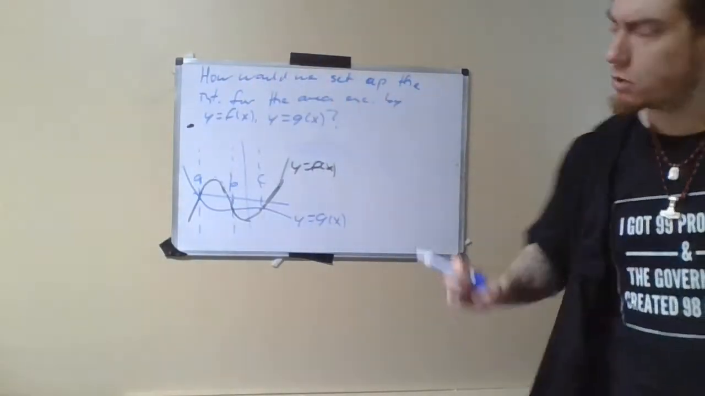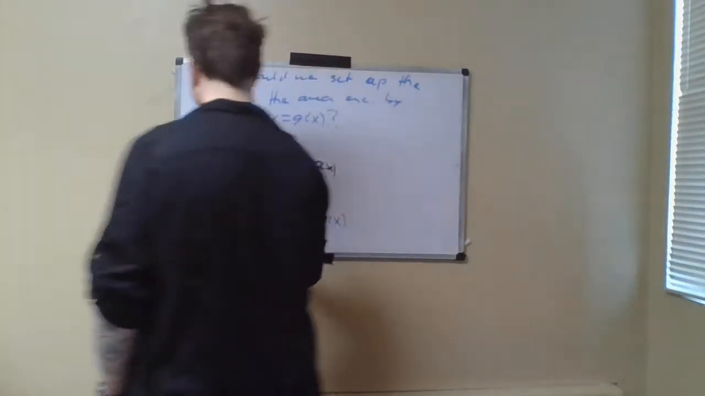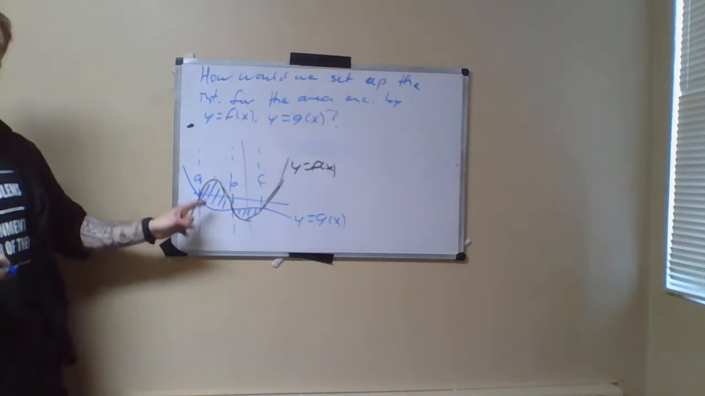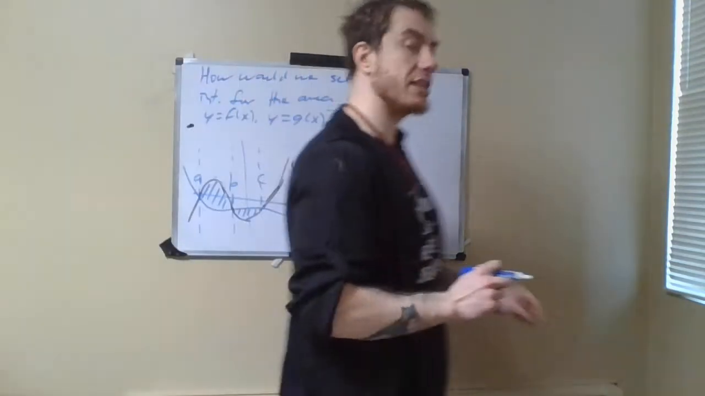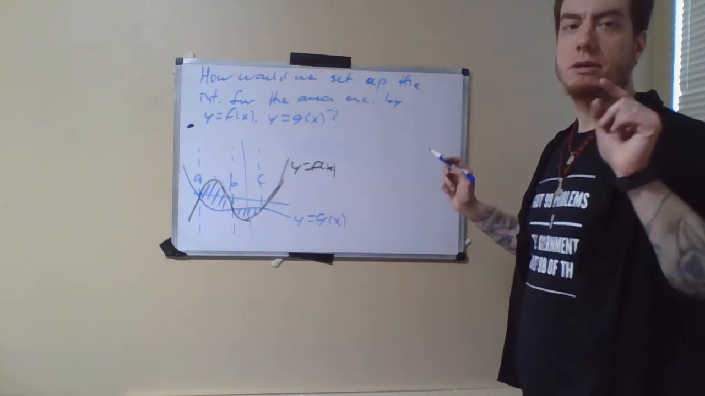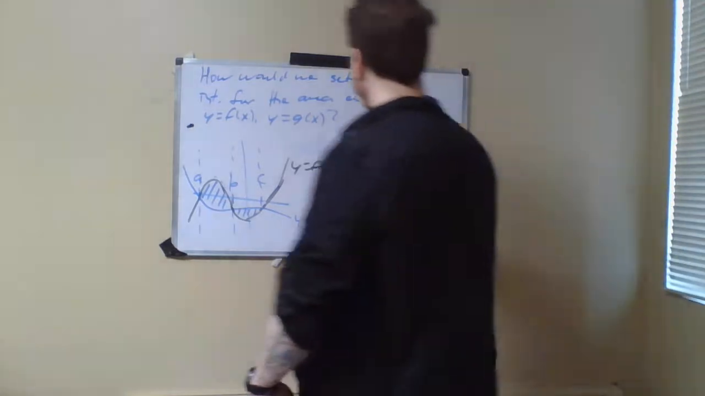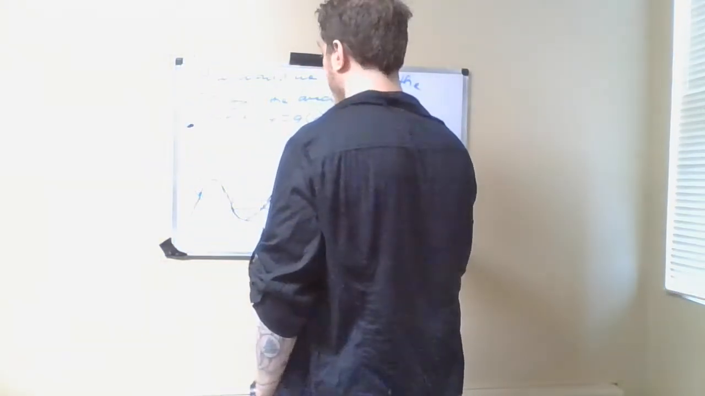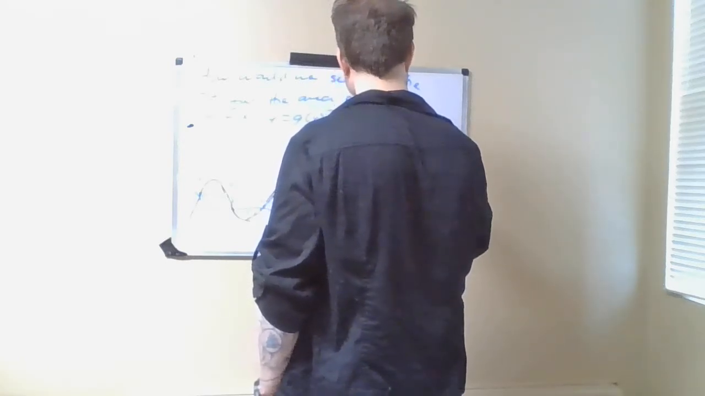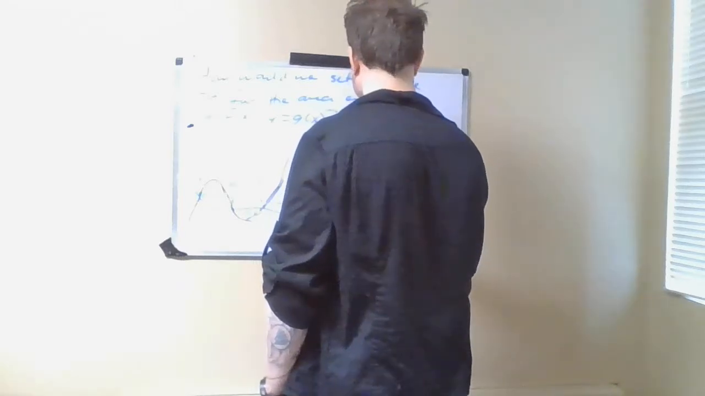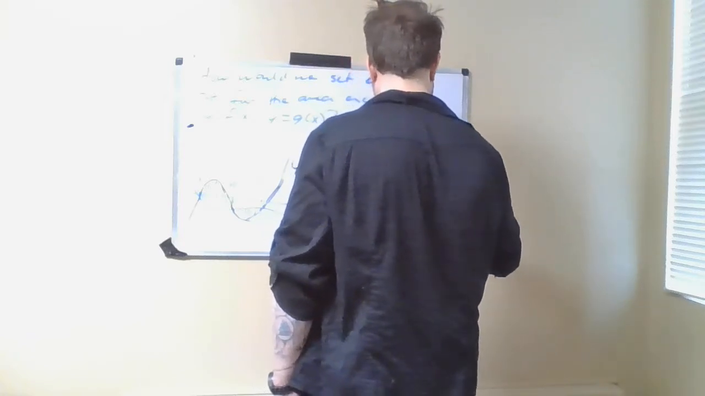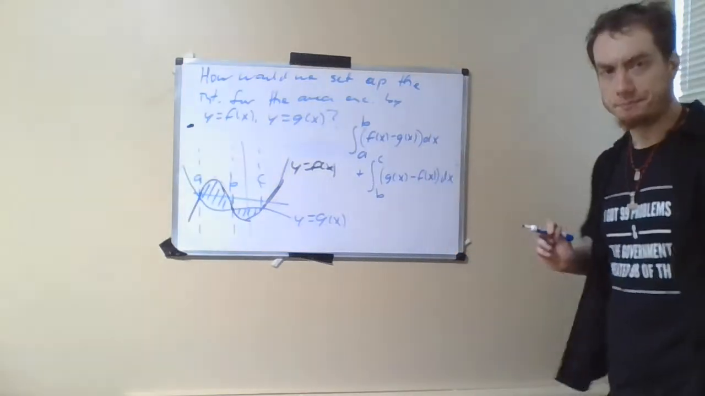So the way that I would set this up is I'm trying to find the area of this region and the area of this region, but the problem is that which function is on top actually switches in this process. So I actually can't just set up one integral. I'm going to have to set up two integrals, because I'm going to be integrating the integral from a up to b of f of x minus g of x dx plus the integral from b up to c of g of x minus f of x dx.